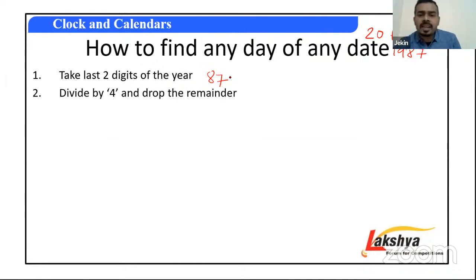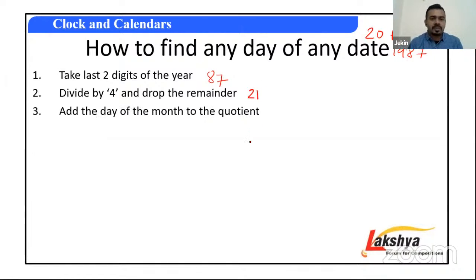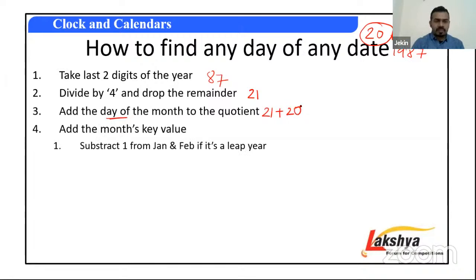तो इसको 4 से divide किया तो quotient क्या आता है? Irrespective of the remainder, what will be the quotient? 21, क्योंकि 21 4s are 84, 22 4s are 88. Next, add the day of the month to the quotient. What's the day of the month? 20. So I will be adding 21 plus 20. Next, add the month's key value. ये key value क्या है? I will tell you within a period of time.